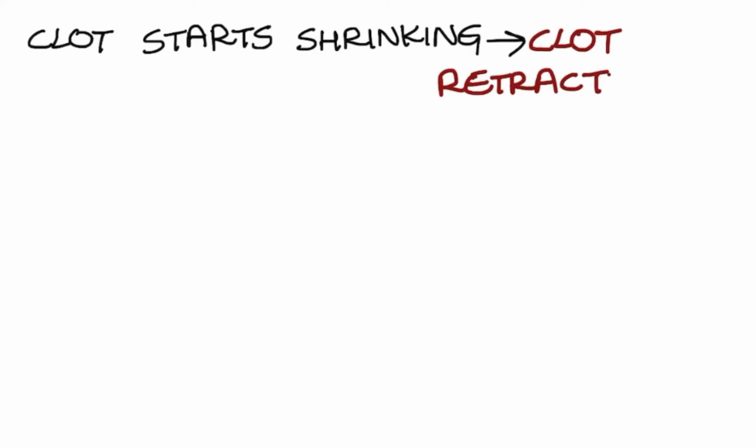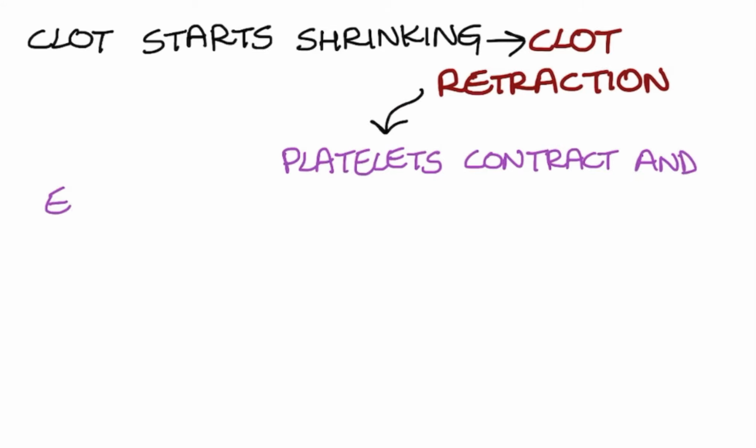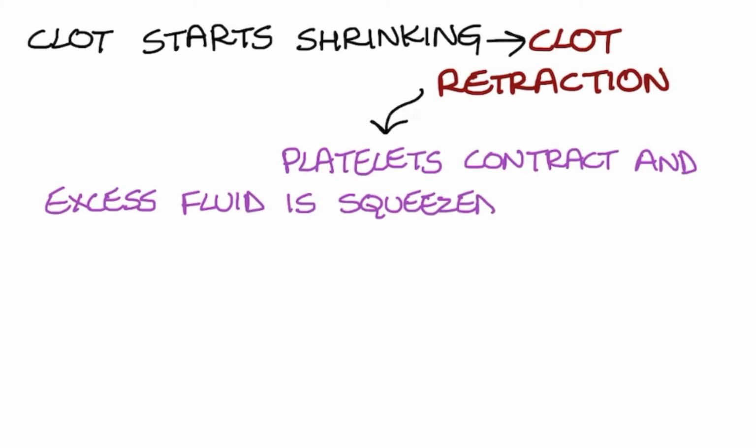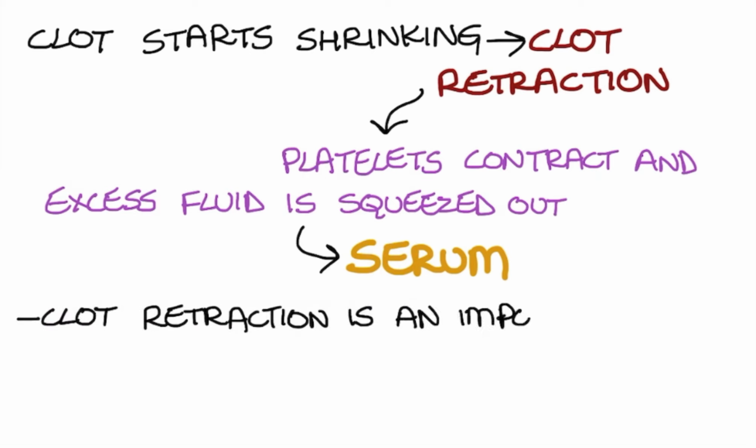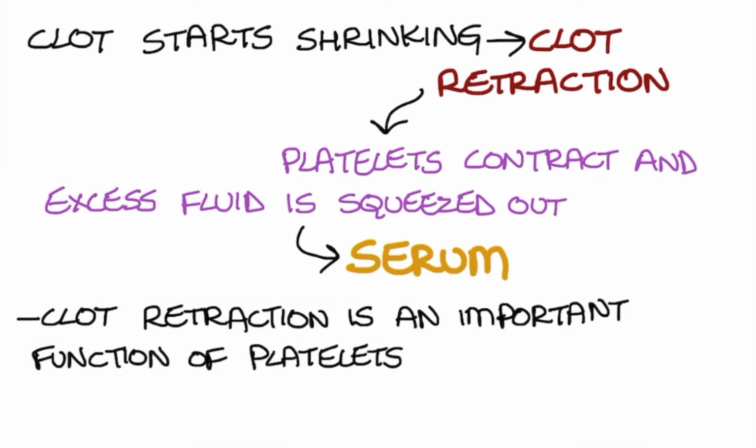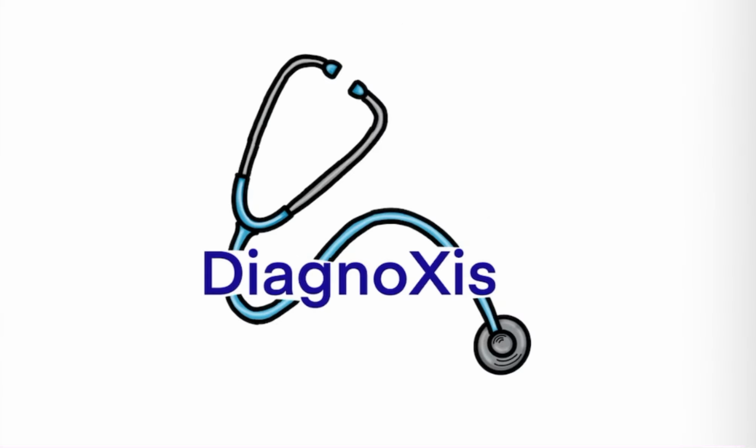The clot starts shrinking. This process is called clot retraction. During clot retraction, the platelets contract and excess fluid is squeezed out. This fluid squeezed out is called serum. Clot retraction is an important function of platelets, and that wraps up a high-yield overview of hemostasis.